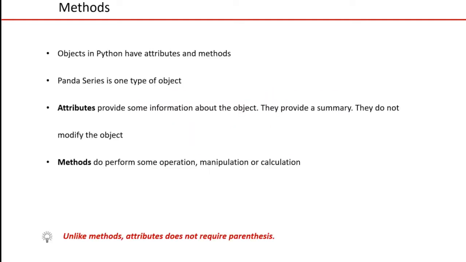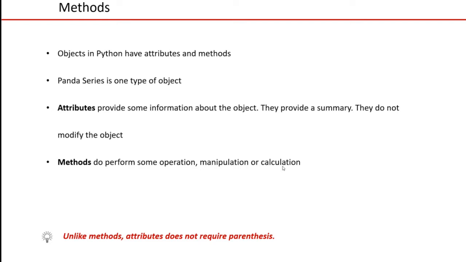Objects in Python have attributes and methods. Pandas Series is one type of object. Attributes provide some information about the object. They provide a summary and they do not modify the object. Methods do perform some operation, manipulation, or calculation.